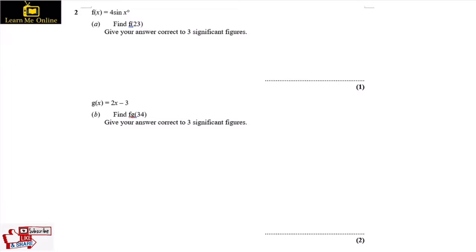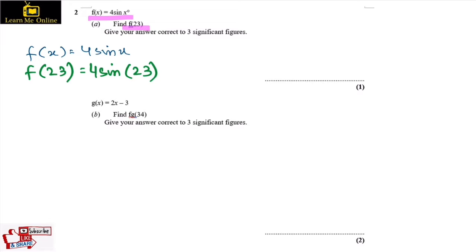It says f of x equals 4 sine x. Find f of 23. Give your answer to 3 significant figures. So what we are finding out is f of 23. Comparing it with the original function, f of x equals 4 sine x, we know that x is 23. It means that x would be replaced by 23.